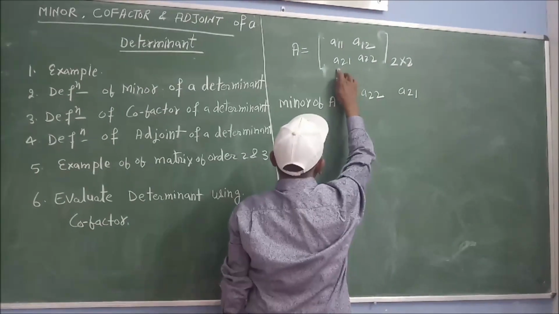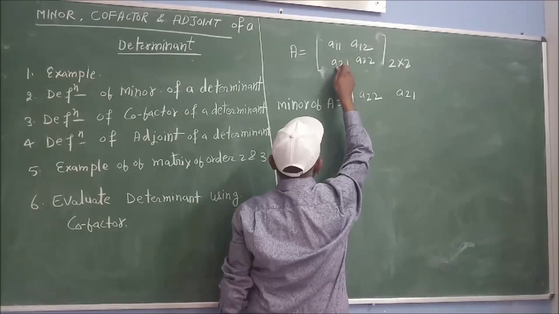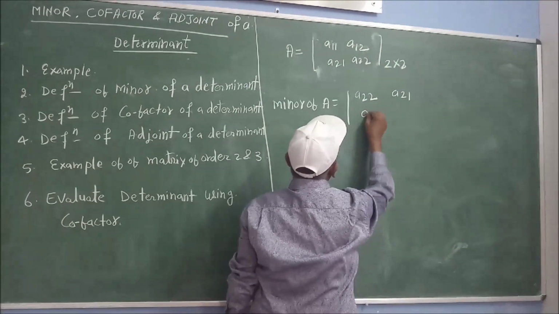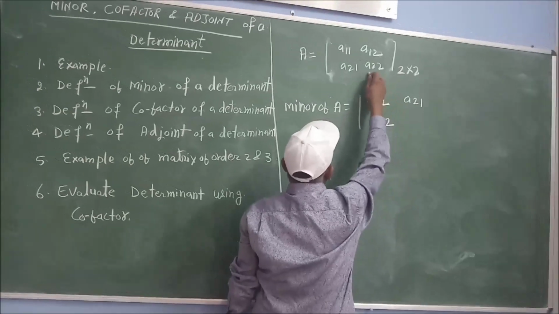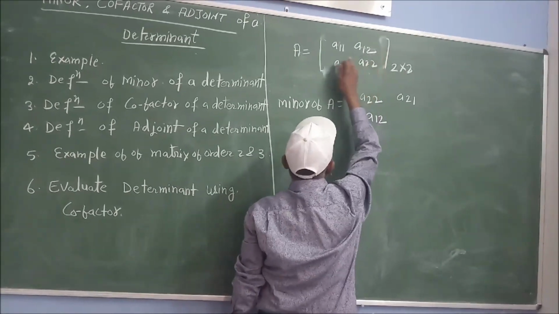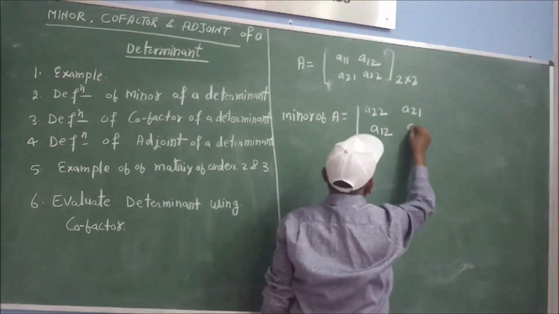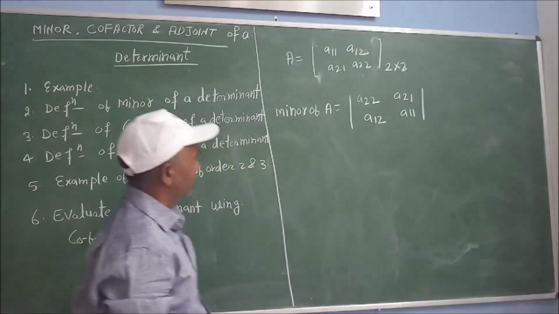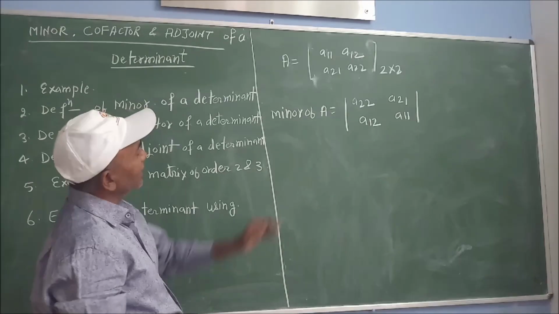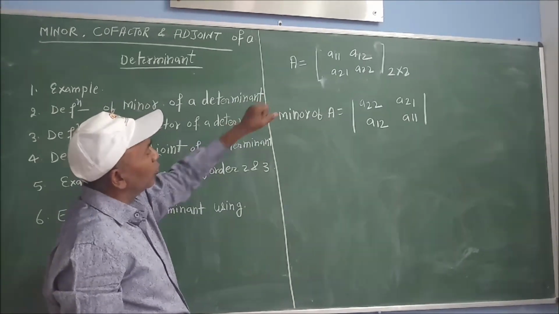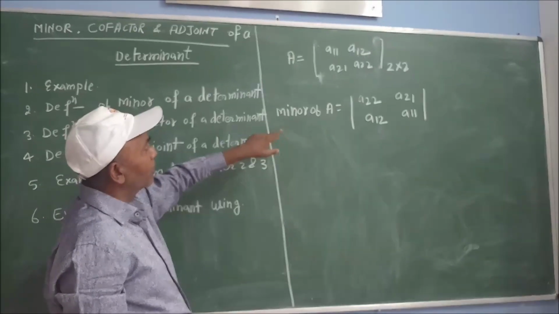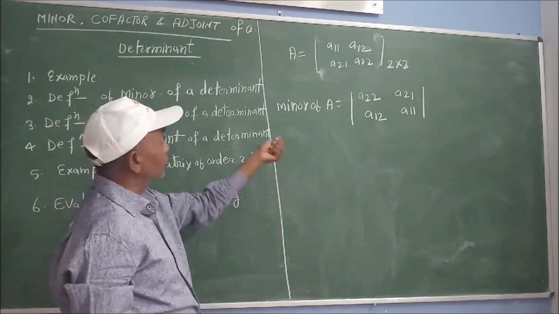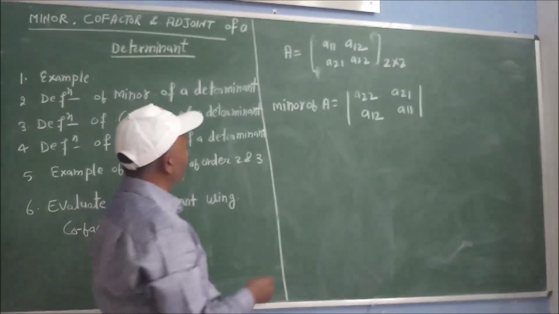And for the element A21, cancel the first column and second row, so we will get A12. And for A22, cancel the second row and second column, we will get A11. So the minor of each element can be written like this. Minor means deleting the row and column, and the element obtained is called the minor of the determinant. So this is for a 2 cross 2 determinant.